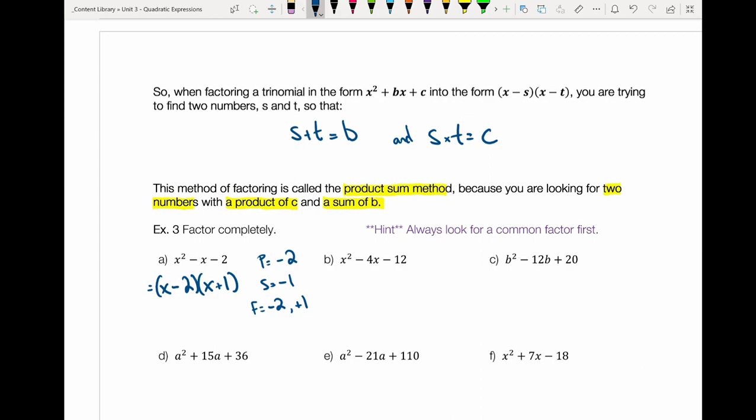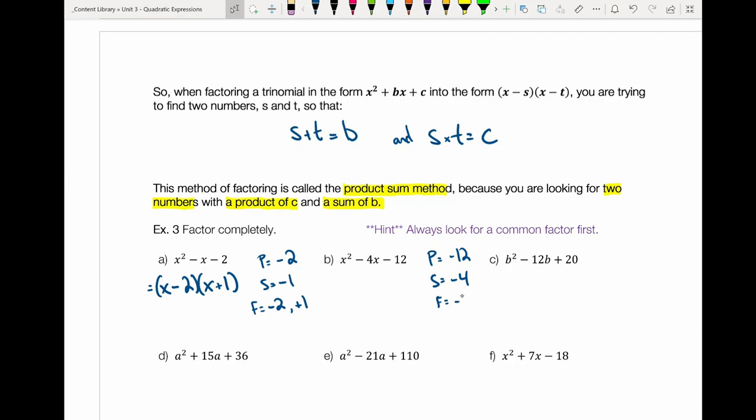So B, I'm going to do the same thing. Look for the product and sum. Two numbers that multiply to negative 12, but add to negative 4. So those numbers, again, this is where knowing your times tables or your multiplication tables is very helpful, because you'll know what numbers multiply to 12. If not, you can use guess and check. But you should be looking for nice even numbers or nice round whole numbers. You're not going to be looking for decimals.